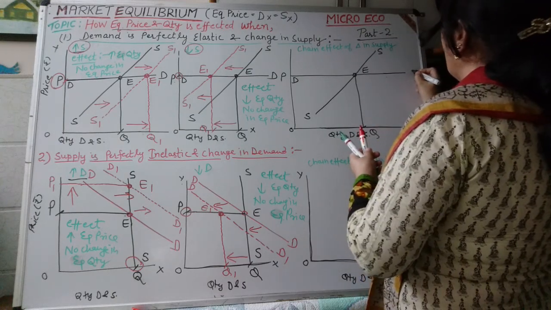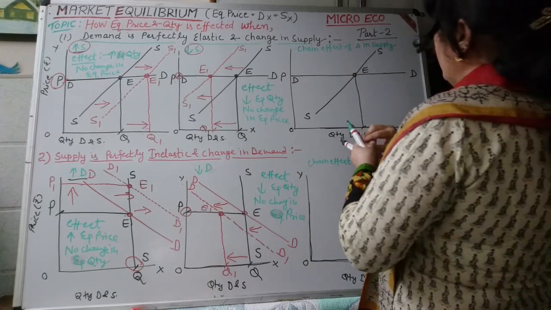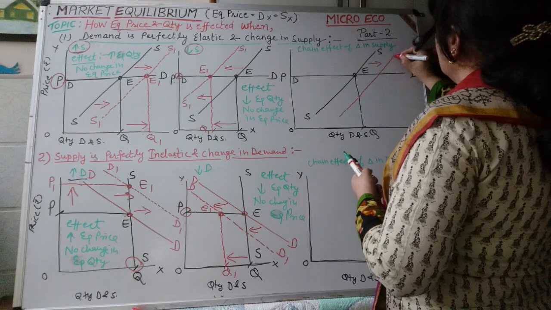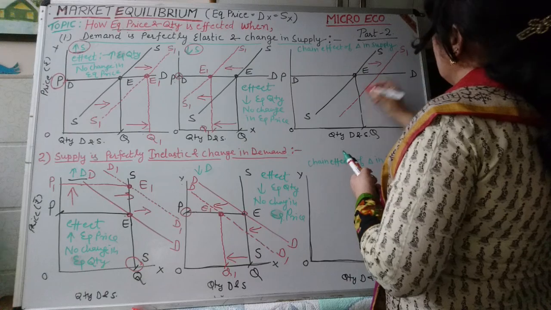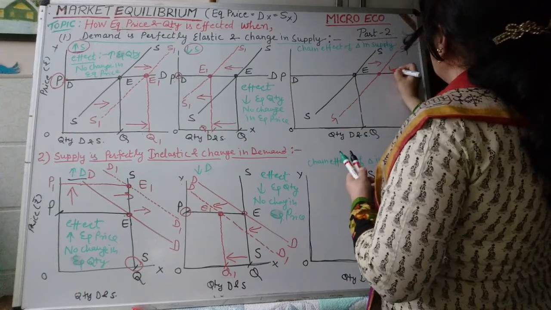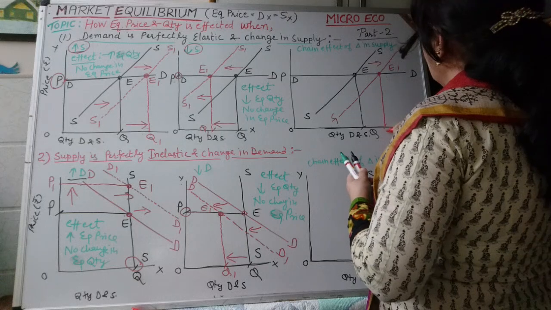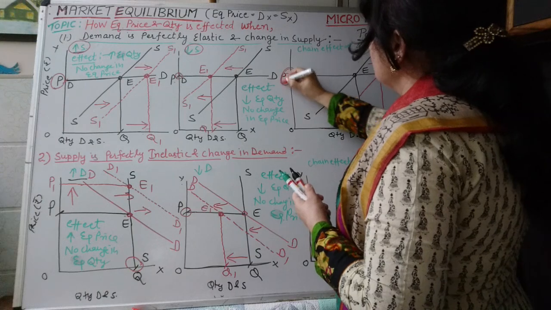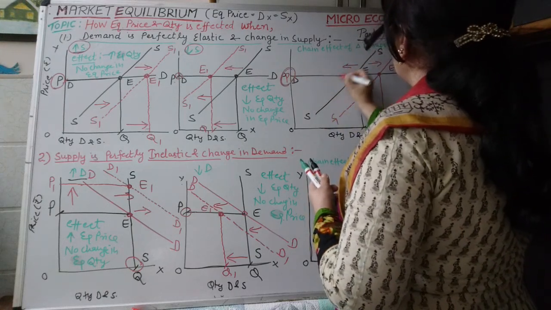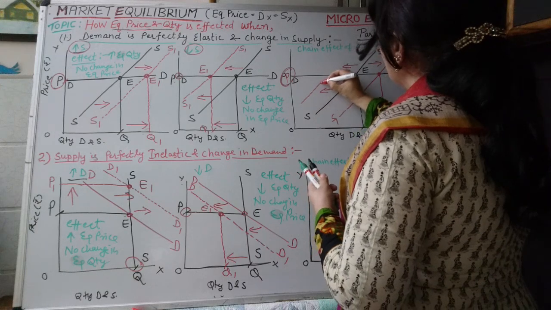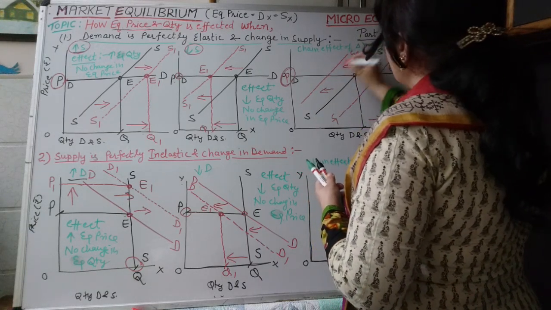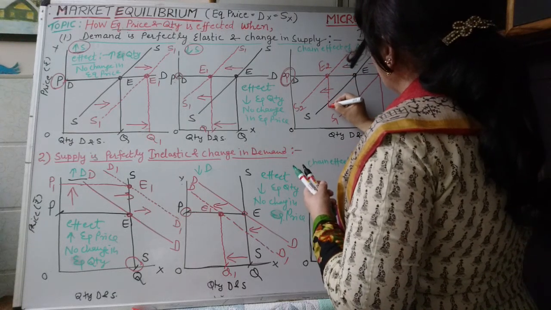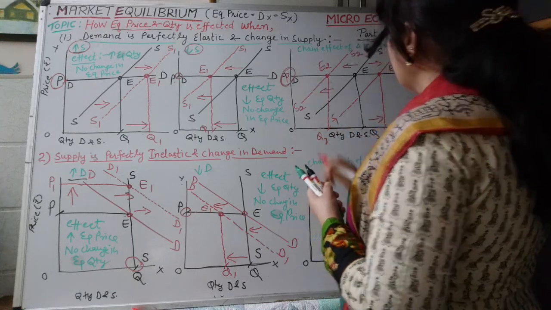It means we have to draw both increase and decrease in supply in the same diagram. That indicates a chain effect. So change in supply means increase in supply. The new equilibrium point will be E1. Quantity increases, rather price will remain the same as it is, no change in price. And decrease in supply means the supply curve will shift towards the left-hand side from SS to S2 S2. The new equilibrium point will be E2. The new equilibrium quantity will be Q2, rather price will be the same as it is.